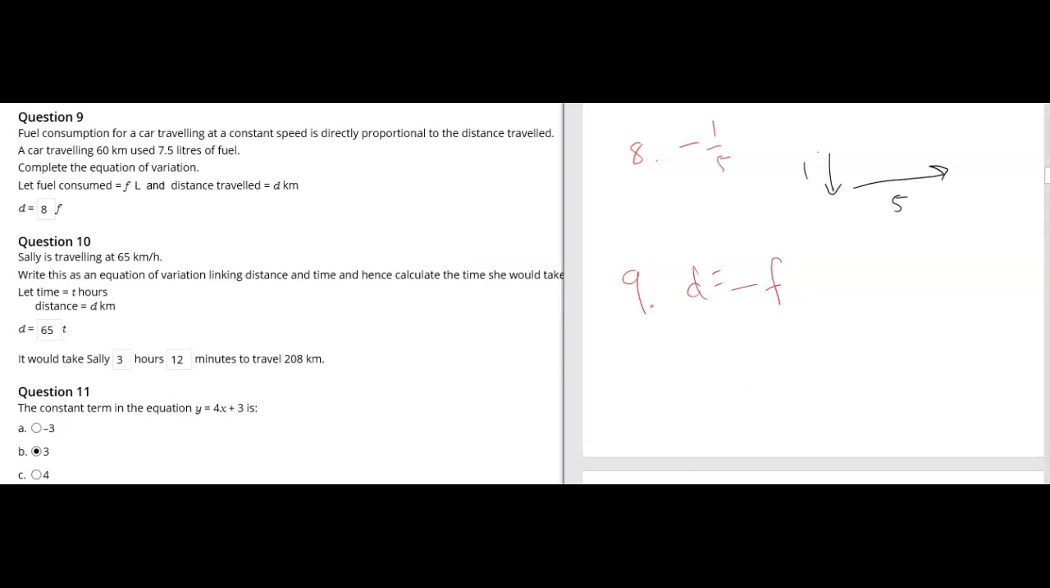So I know that we get 60 kilometers for 7.5 litres. Okay, so if we want to work out how much we get per litre, we can just do 60 divided by 7.5. And just doing that on the calculator, that gives us 8. So that means we get 8 kilometers per litre. So your rate is 8. So if I put in 1 litre of fuel, I get D equals 8, or the distance is 8 kilometers. 2 litres of fuel, it would be 16, and so on.